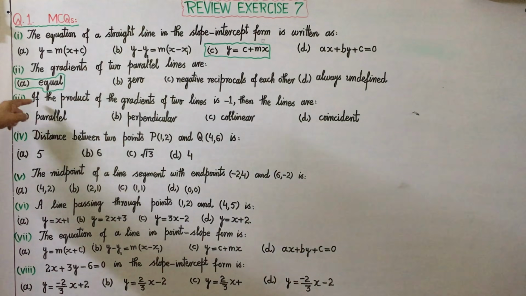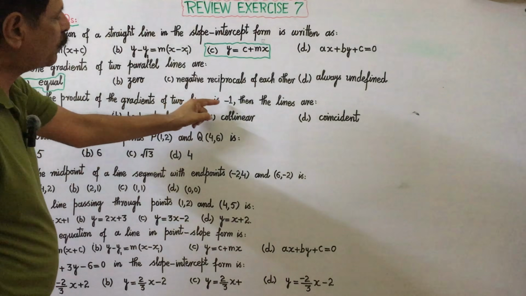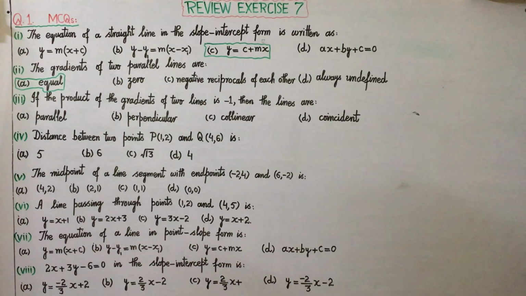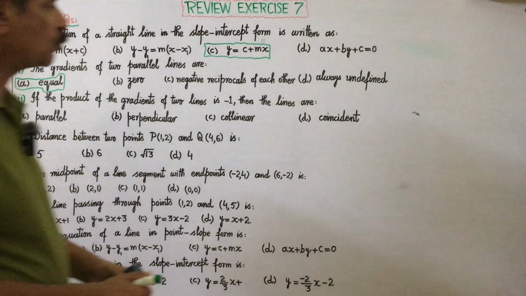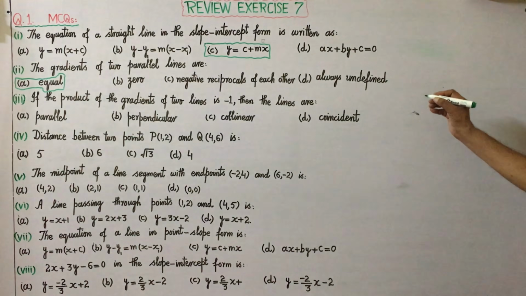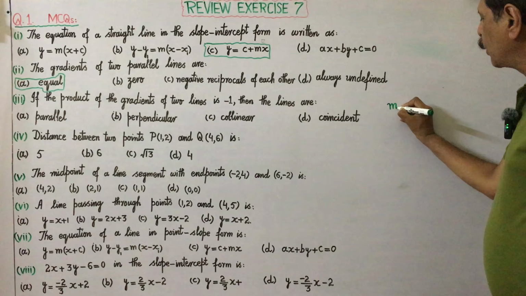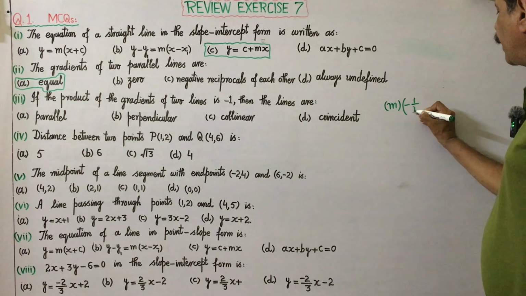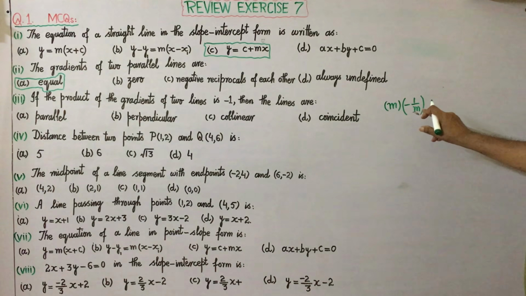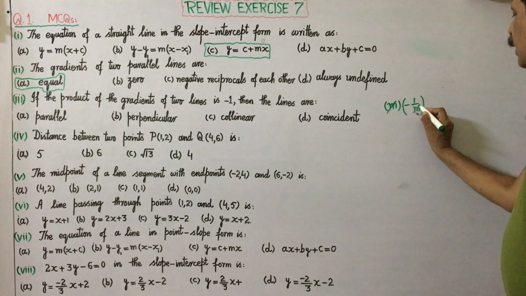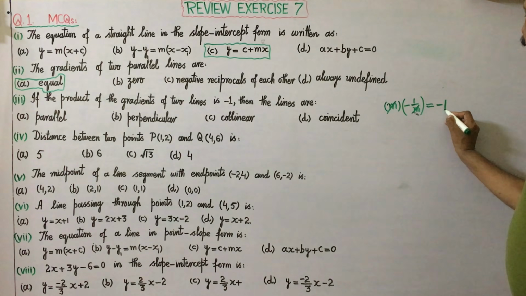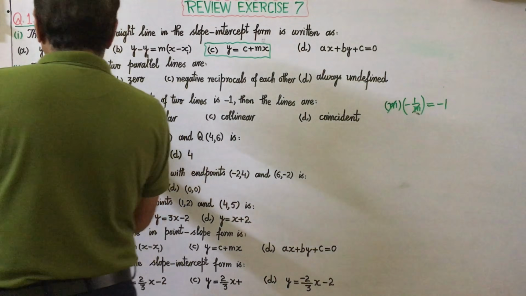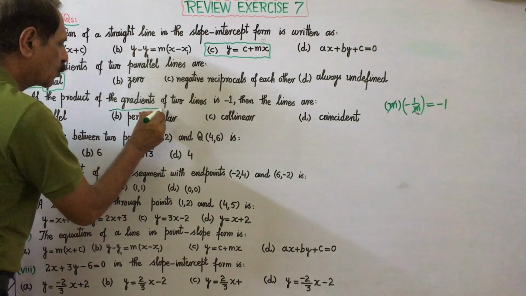Third MCQ, if the product of the gradients of two lines is -1, then the lines are perpendicular. Let the gradient of the first line be m and the gradient of the second line be -1 over m. Then their product is m into -1 over m. M cancelled with m. Answer is -1. If answer is -1, then the lines are perpendicular. So option B is correct.